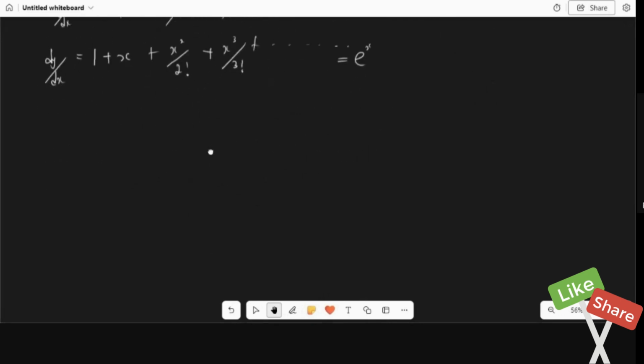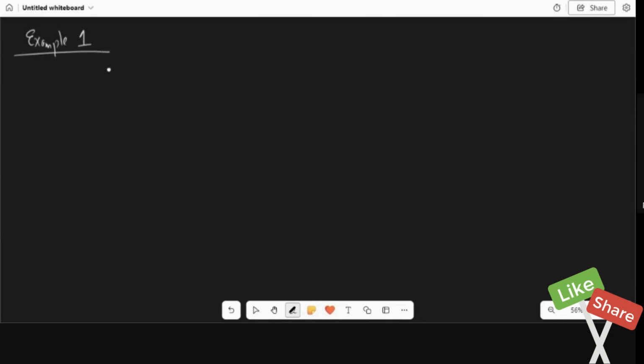Okay. Now let's add more questions. Let's solve questions now. All right, implicit question. Let's say example number 1. I love this kind of question. So let's say we have a question like y is equal to e to the power of 4x. Would you like this one? It's a good question.